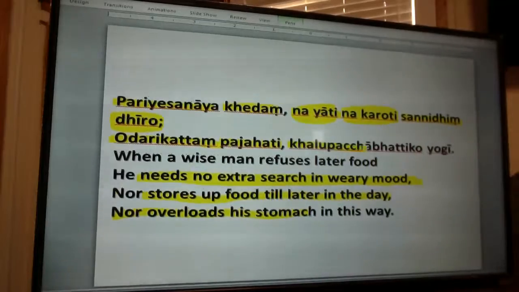And then Kalupicha Batiko Yogi. Yogi here means the person who follows the leftover refusal practice. So the yogi is one who puts great effort. In Pali, we call yogi one who has great effort.